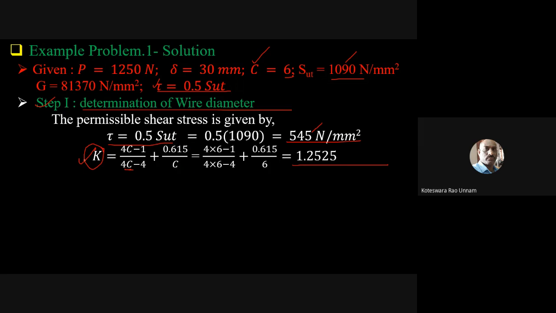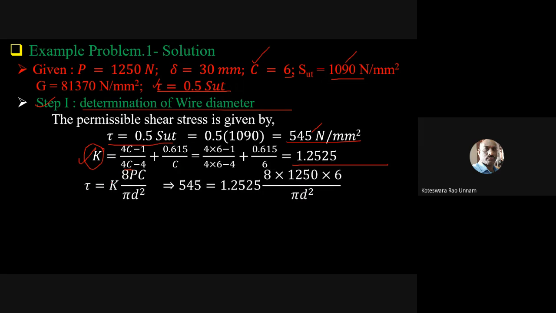Once you have the K value, then use the formula for resultant shear stress in the spring. The formula is K into 8PC divided by pi d square. Why do I use C here? Because I know the C value. Or else you might have seen the other formula also: tau is equal to K into 8PD divided by pi d cube. You can use this formula also.